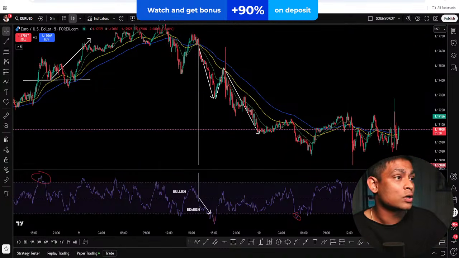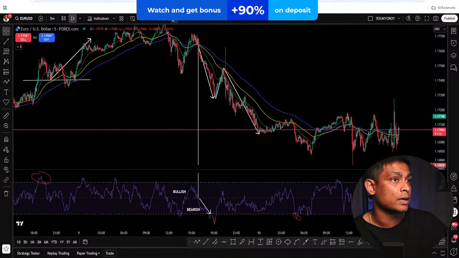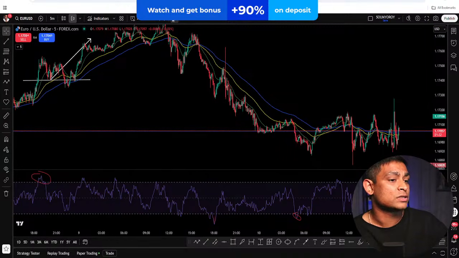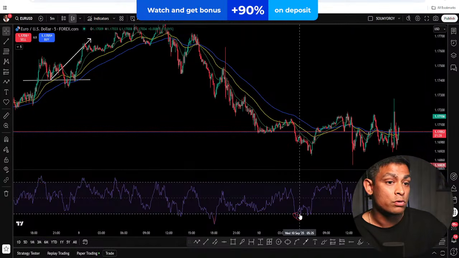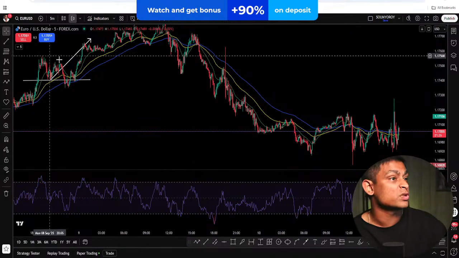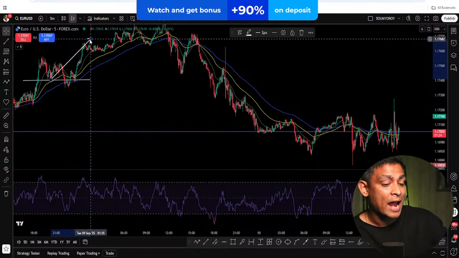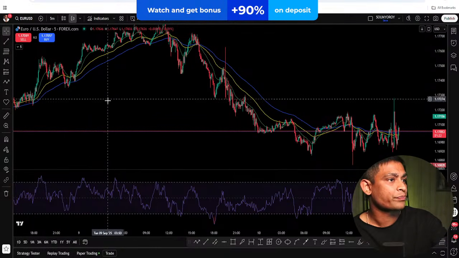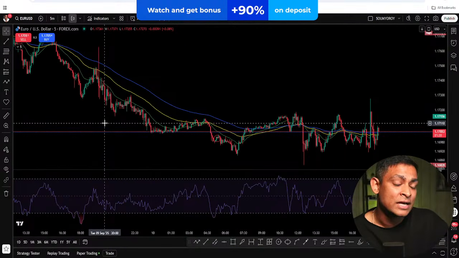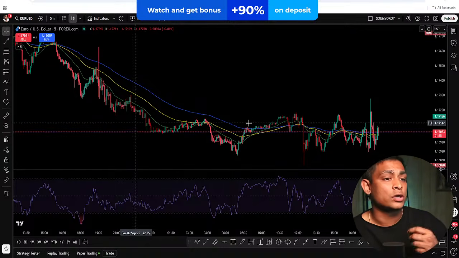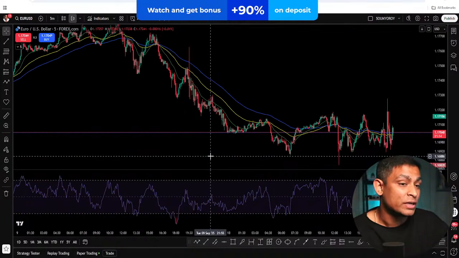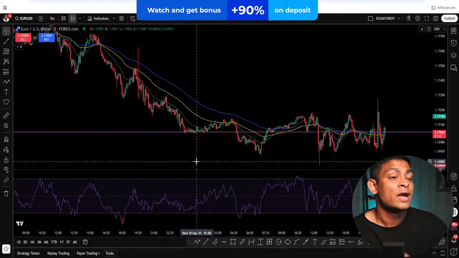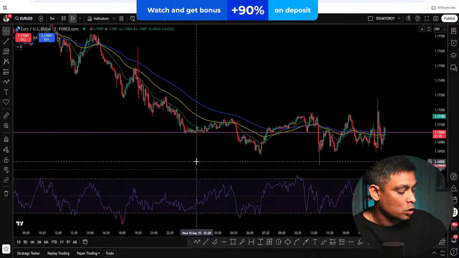All right, so now we will remove all these things, and then we will talk about something called divergence. Okay, we will talk about divergence, which is very important, and in my opinion will help you a great deal in figuring out when to enter and when to take profit, when to stay away, and when to short, and so on and so forth.